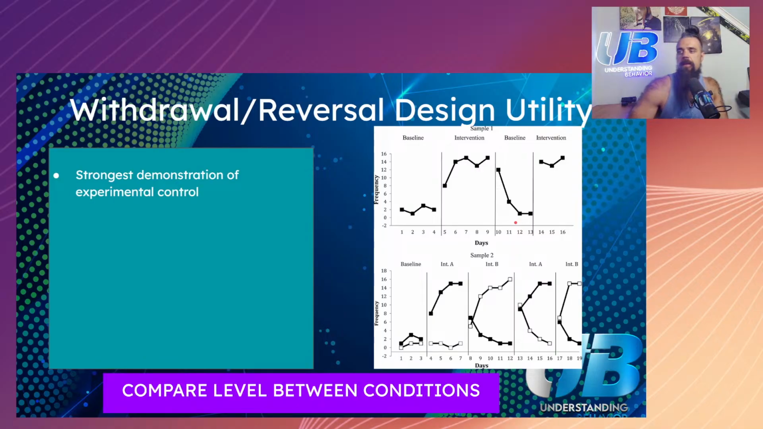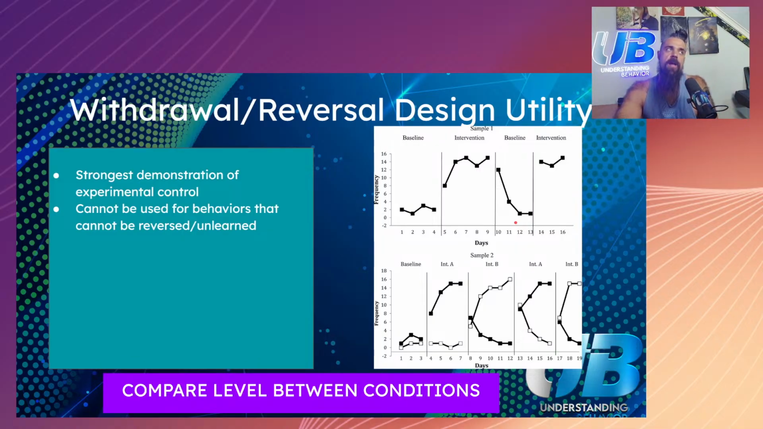Yeah. Cool. The couple other things about withdrawal reversal designs: we cannot use behaviors that cannot be reversed or unlearned very easily. So let's say you're riding your bike for 1 minute, and we're looking at the percentage of duration that you stay on the bike as our dependent variable. Well, that's probably going to be an irreversible behavior, because once you learn how to balance on a bike, you're not easily going to forget how to do that.